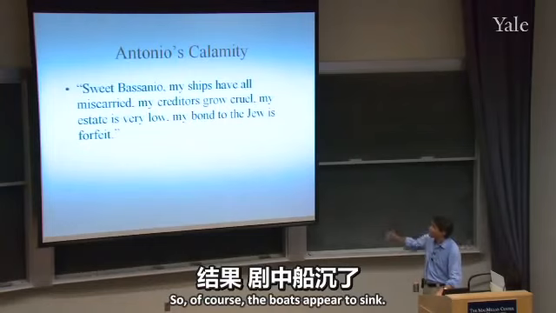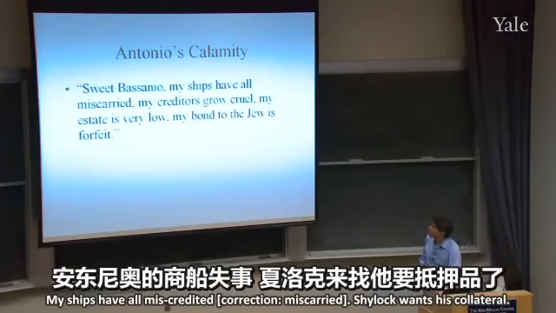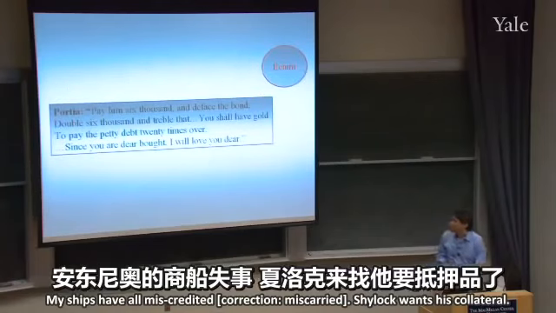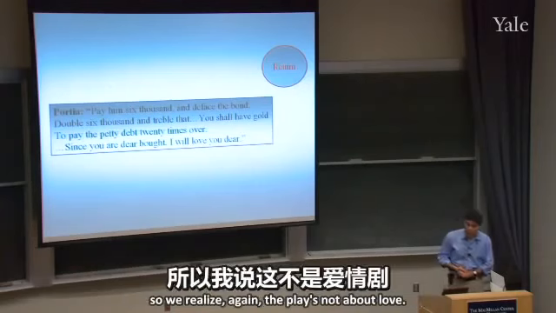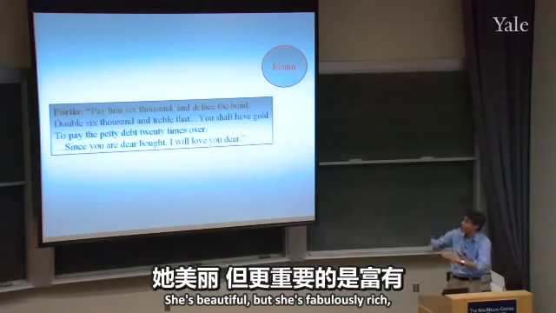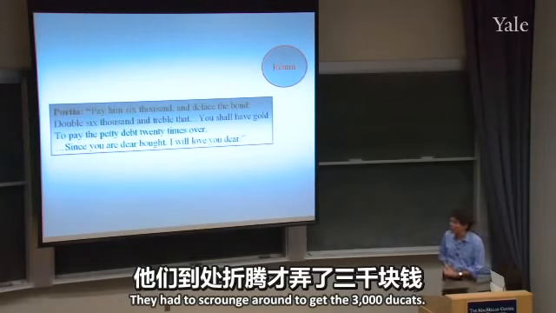So, of course, the boats appear to sink. Calamity appears. My ships have all miscarried. Shylock wants his collateral. So Portia now, who turns out to be incredibly wealthy. So we realize, again, the play's not about love. She's beautiful, but she's fabulously rich. Much richer than Shylock is. Much richer than Tubal was. They had to scrounge around to get the 3,000 ducats.